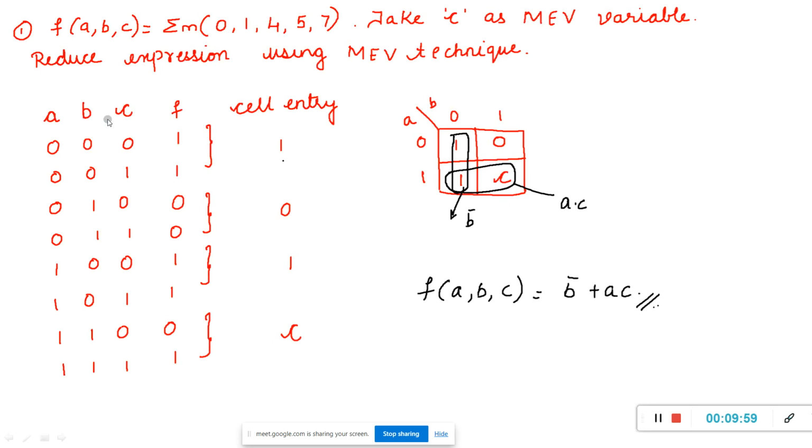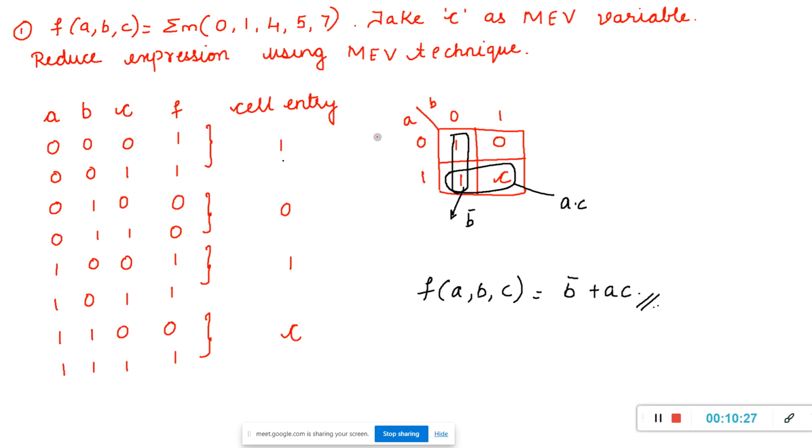Next here, one problem I have solved for you all. So understand this properly. A function is given: f of a, b, c is equal to summation m 0, 1, 4, 5, 7. Take c as the MEV variable. Reduce the expression using the MEV technique.